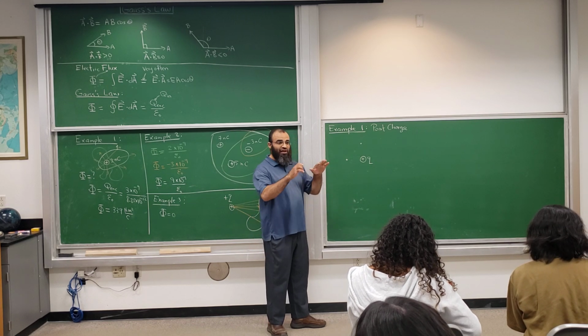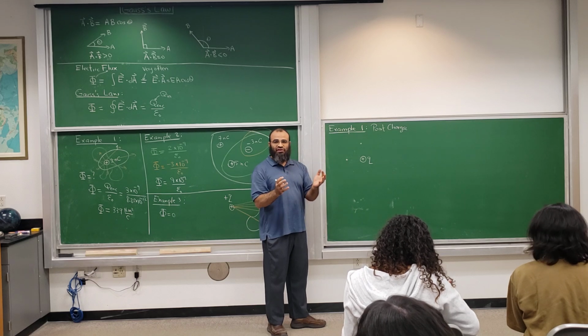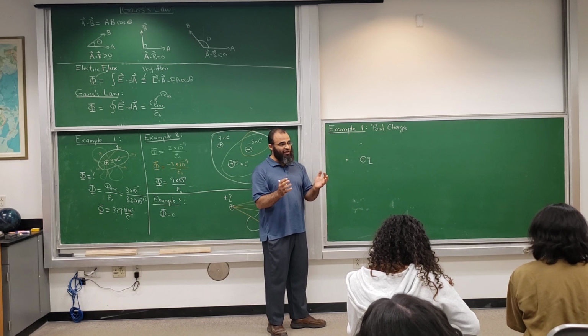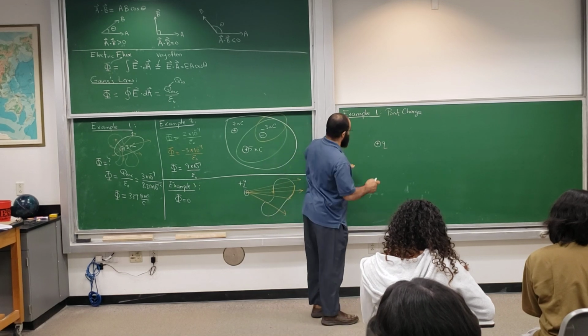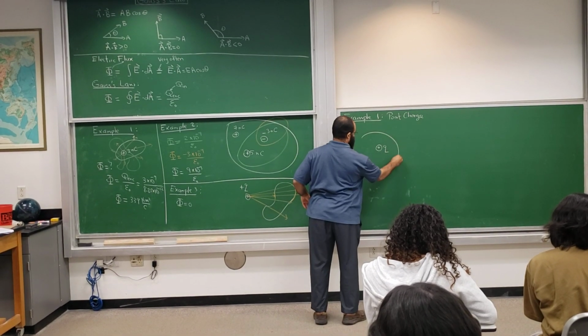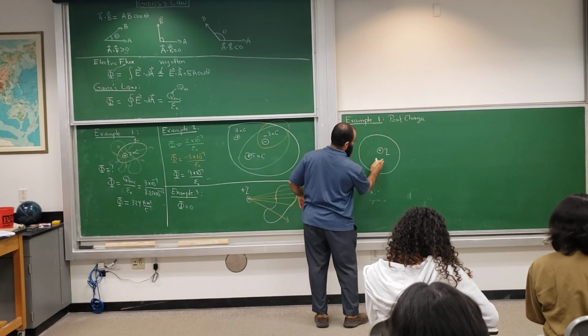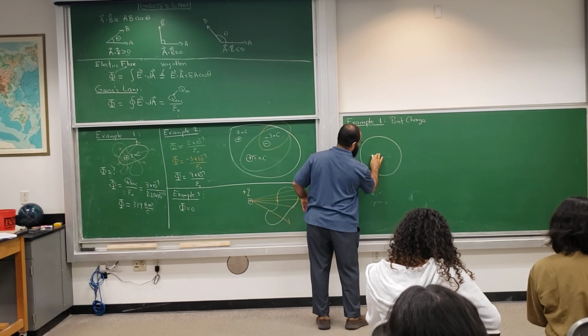So that tells you, as long as you're on the surface of a sphere, the electric field would have the same value. So here is a sphere of radius r. It should be centered on the charge. Here's the charge.